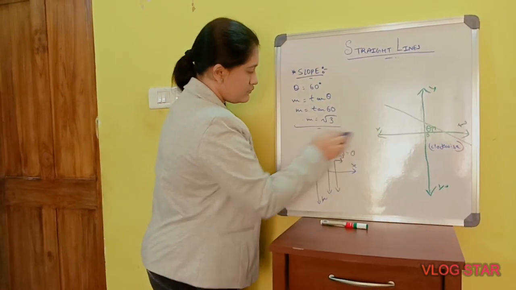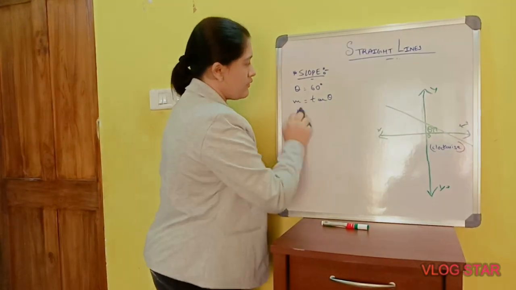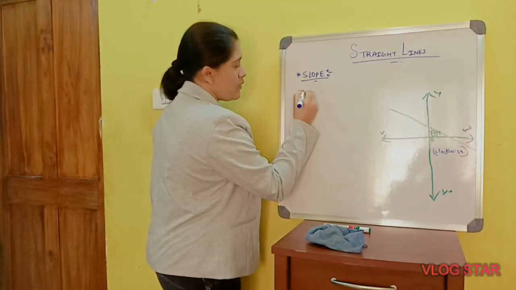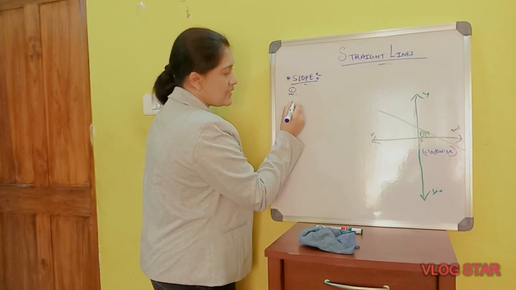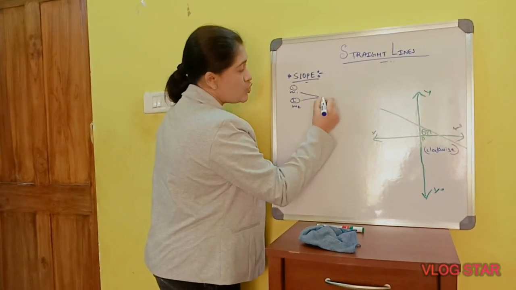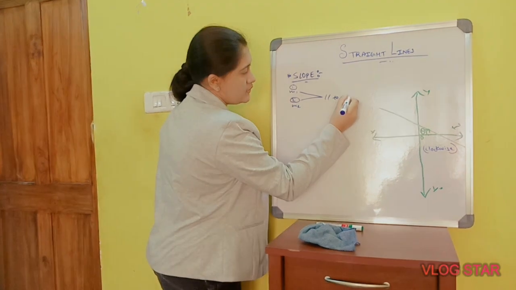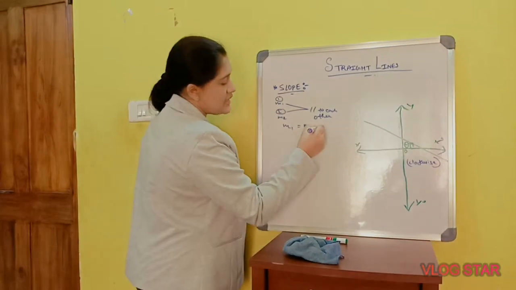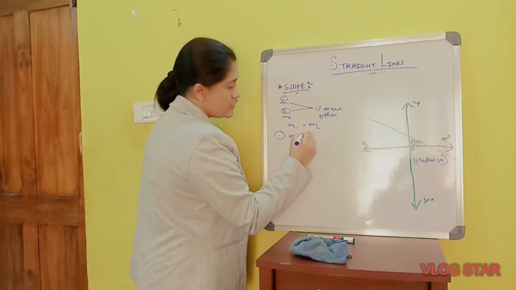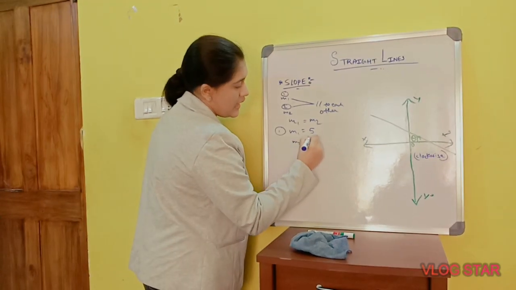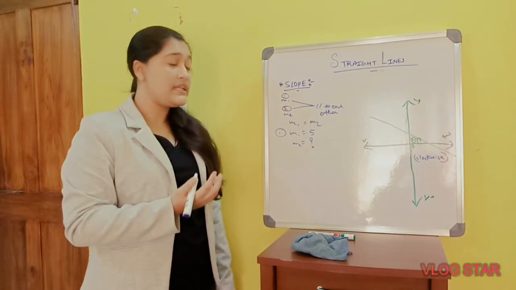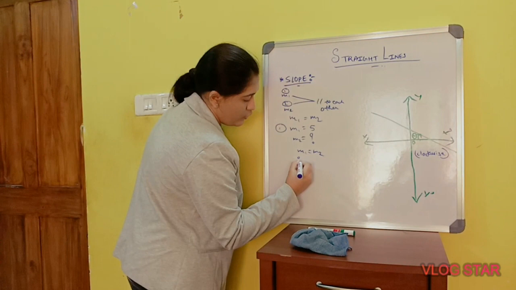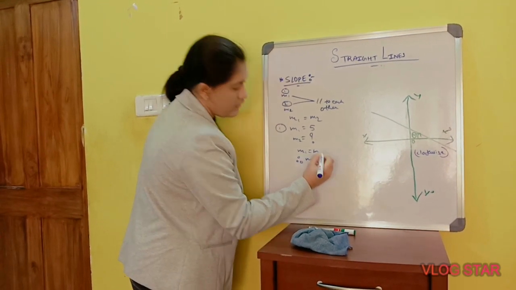Now, if two lines are parallel to each other, and the first line's slope is m1 and the second line's slope is m2, then m1 is equal to m2. Let us consider the question. m1 is equal to 5. Find m2. The question gives the hint that the two lines are parallel to each other. Thus, m1 is equal to m2. Therefore, m2 is equal to 5.